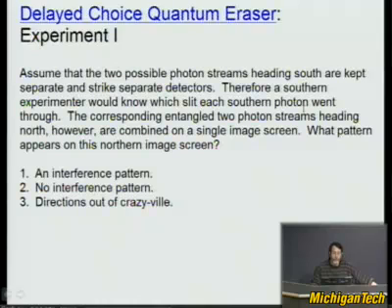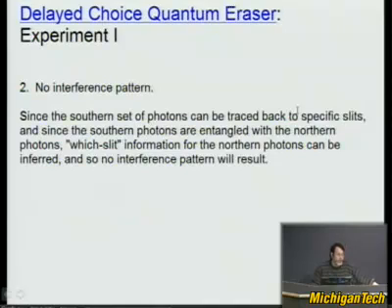So you know, the northerner knows that the southerner has the ability to tell which slit the photons went through. But what does the northerner see? He or she is just running a normal double slit experiment. Do they see an interference pattern? Do they see no interference pattern? Or do they see directions out of Crazyville? And drum roll, the answer is no interference pattern.